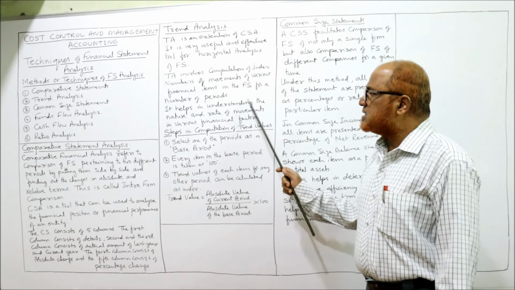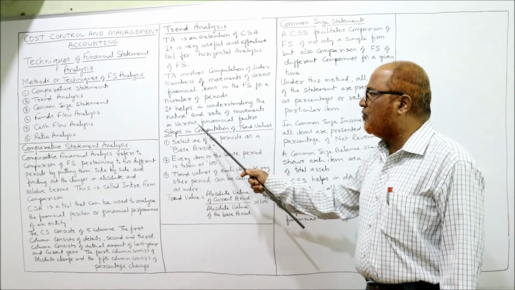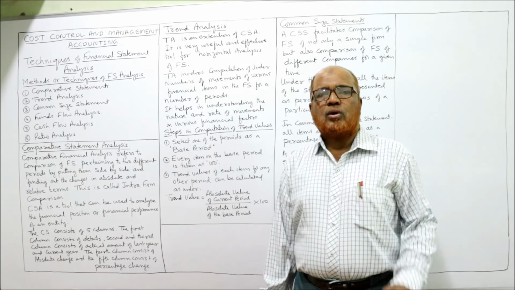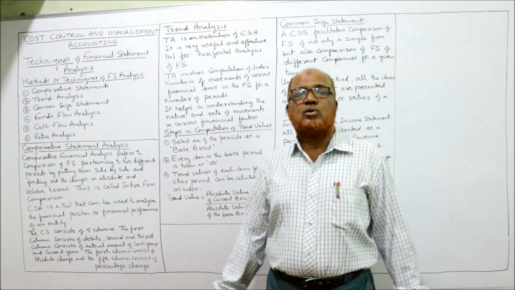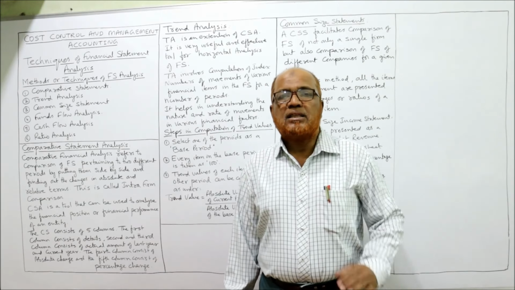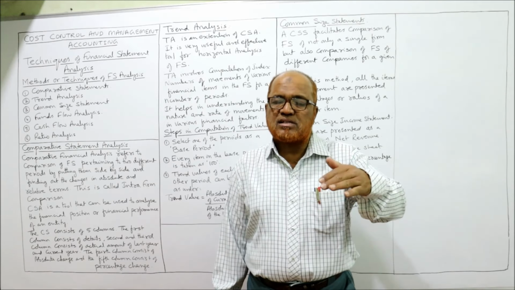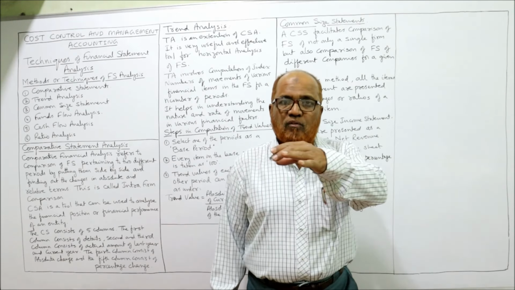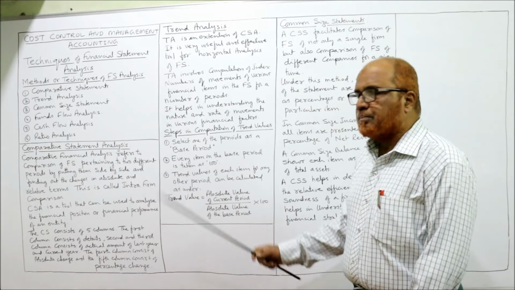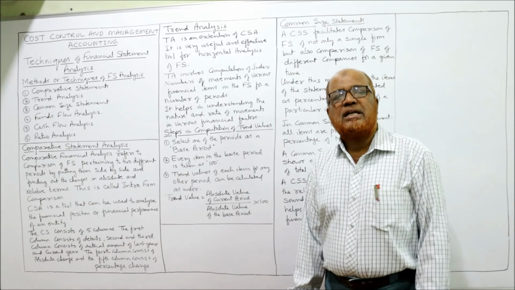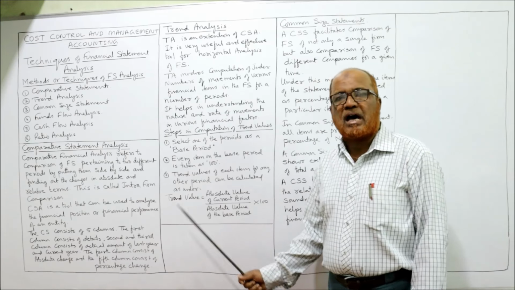So it helps in understanding the nature and rate of movement in various financial factors. The main purpose why trend analysis is used is to understand the nature of movement, how the financial factors are moving, changing over a period of time. Then steps. How to find out the trend values. Three steps I have given here.